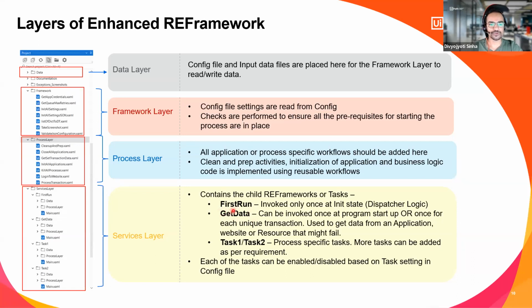Now, when are you going to use each of these? First run, you can well imagine, is going to be dispatcher logic, right? So you can contain your dispatcher, adding transaction items to the orchestrator queue. You can perform all those steps in first run. Second one is get data. Like the use case we were talking about earlier, you need to extract some line items from the invoice as well, right?